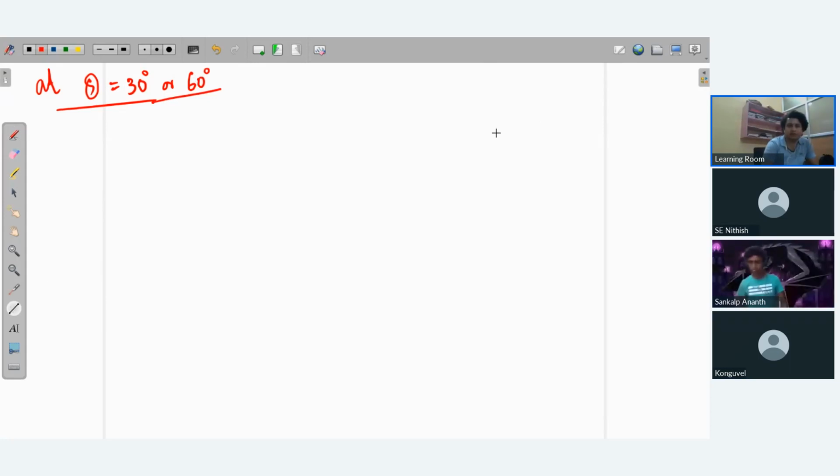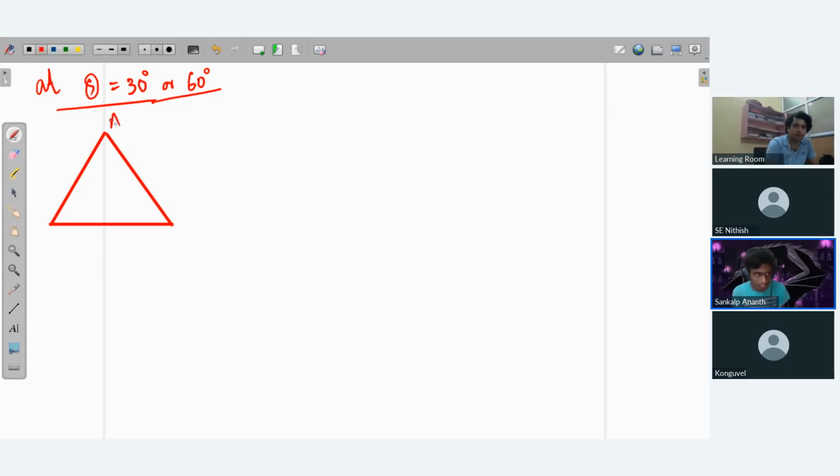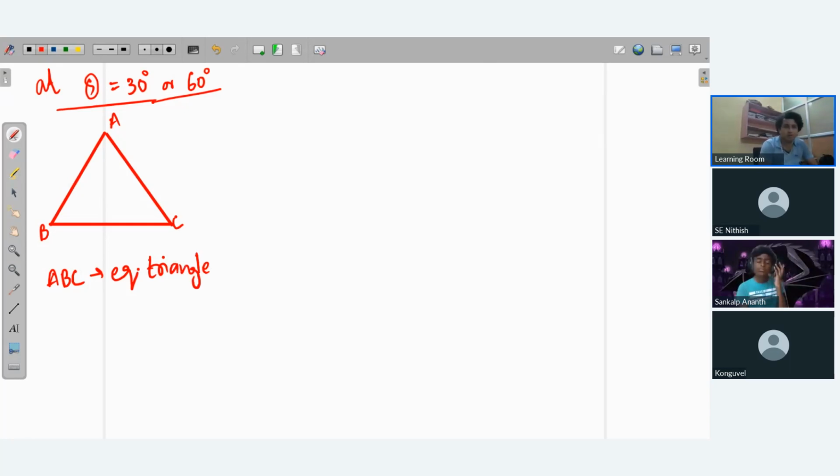Let's see. So what we start with is an equilateral triangle ABC. ABC is an equilateral triangle. And what is the measure of all angles of an equilateral triangle? 180 degrees. And what is the measure of each angle? 60 degrees, 60 and 60 degrees, right? So what are we going to do? We are going to drop a perpendicular from A to BC and call it D.